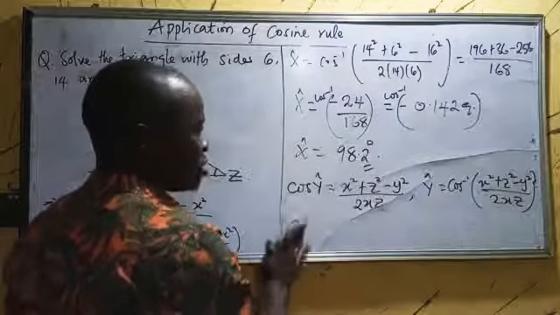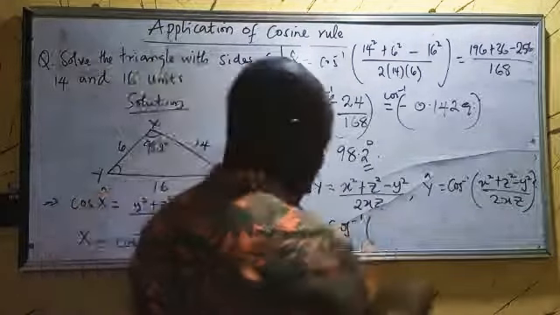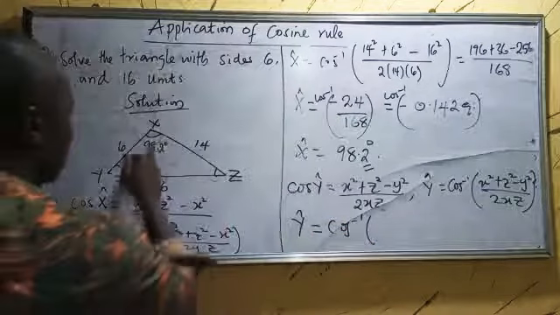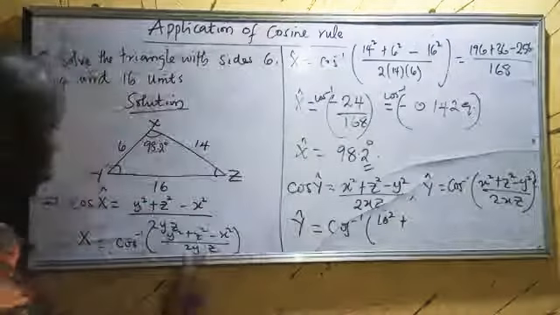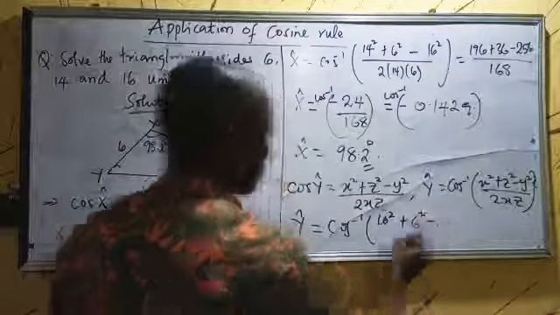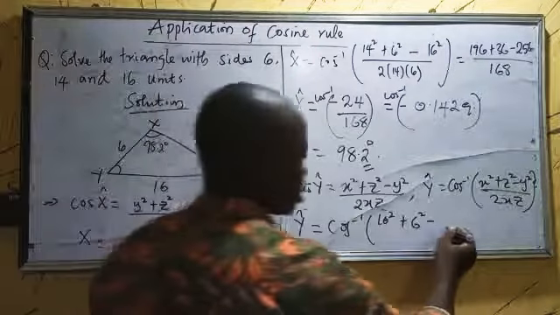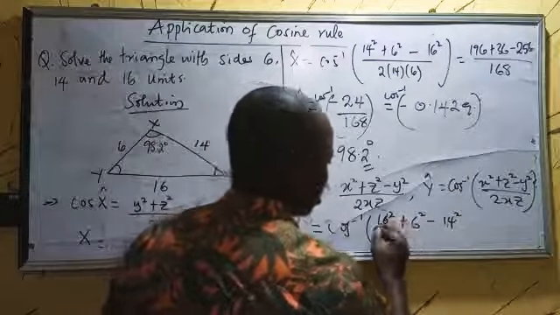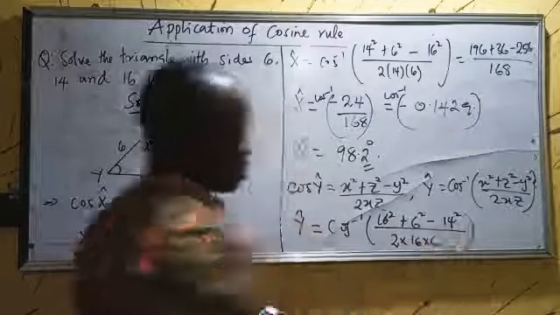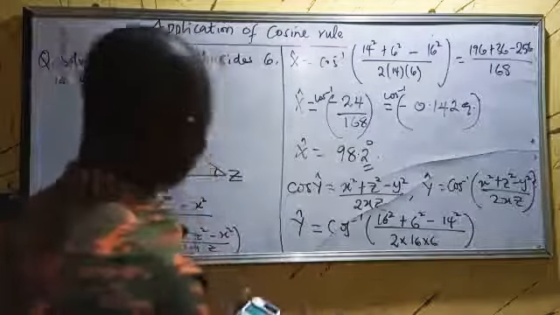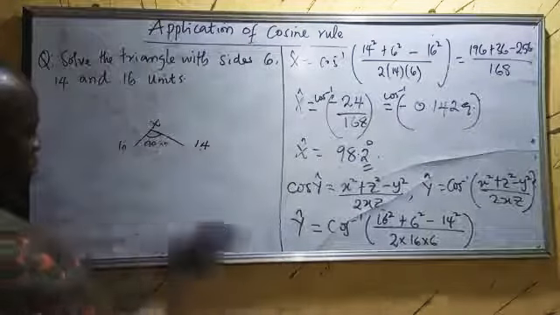So from there, we have y equal to cos inverse of, what is my x squared? I have x squared to be 16 squared, plus my z squared to be 6 squared, then minus my y squared, which is 14 squared, all over 2 times 16 times 6. Are you getting it? So we are going to solve this one further. So we have this.